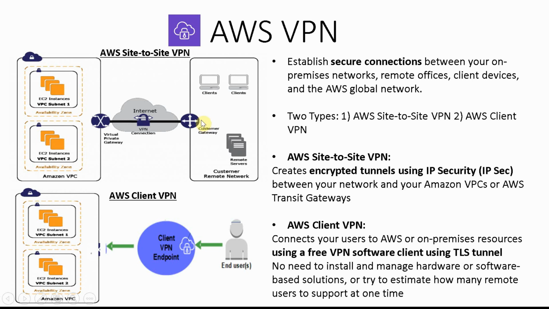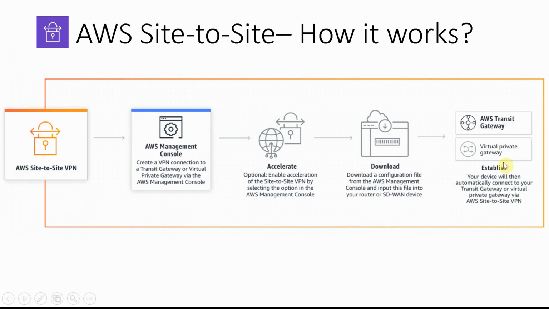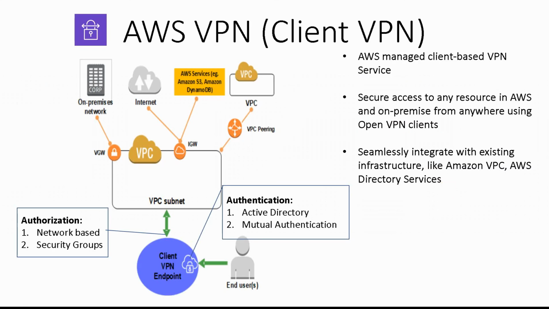These two are also important for you to set up for VPN. This is a one-time setup, but these gateways should be set up first, and only then can you create a VPN and connect these two. That's the process, and that's where I was telling this diagram. Once you create a site-to-site VPN, you also need to establish your transit gateway and virtual private gateway.